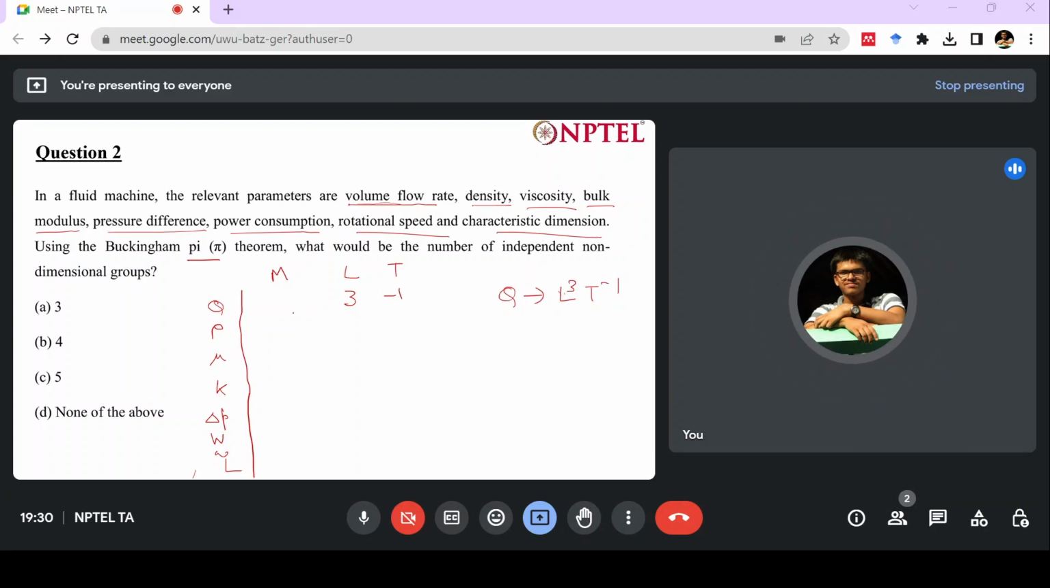Similarly, rho is kg per meter cube. So it is mass 1 and L minus 3. Similarly, the unit of viscosity is Pascal second. Pascal we can write as kg per meter per second square, which is force divided by meter square, and second here. So we can calculate all these and arrive at this: mass 1, length minus 1.